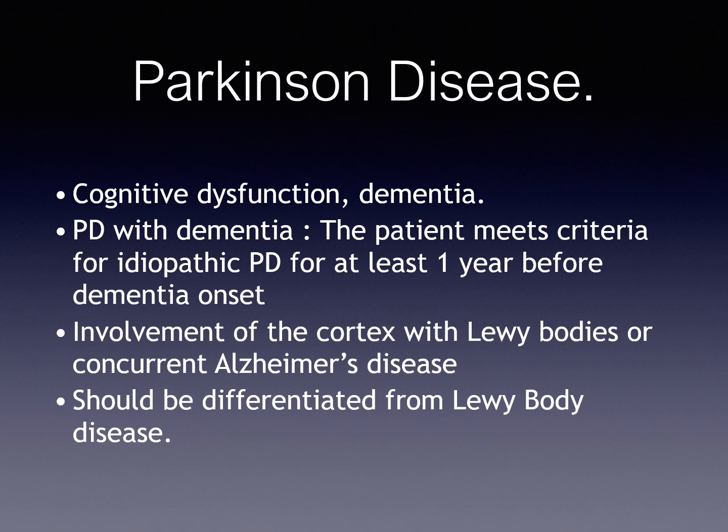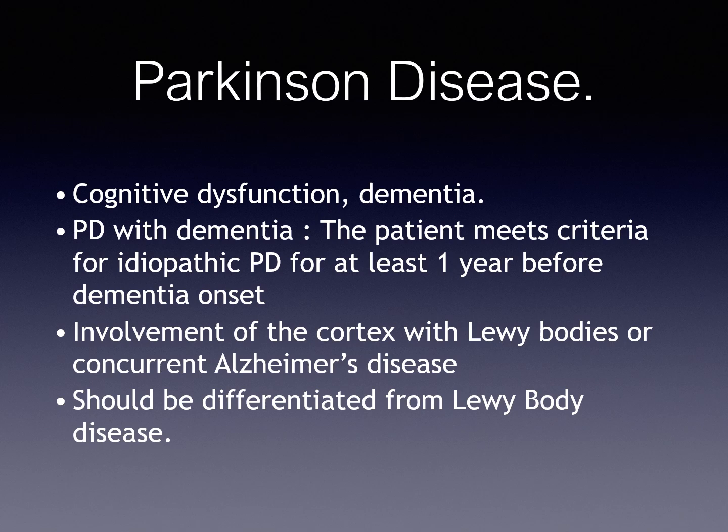Now we have to differentiate between Lewy body disease and Parkinson's disease with dementia, or idiopathic Parkinson's disease with dementia. In Lewy body disease, the cognitive impairment starts at the same time as other parkinsonian features like the bradykinesia and rigidity. Whereas in Parkinson's disease with dementia, the patient starts with parkinsonian symptoms like the bradykinesia, rigidity, and the tremor. And the patient must meet the criteria for idiopathic Parkinson's disease for at least 1 year prior to the onset of dementia.